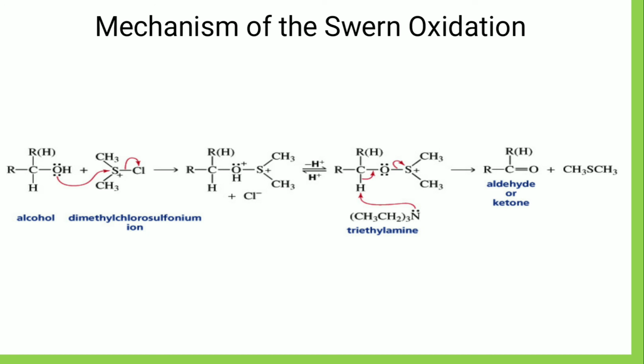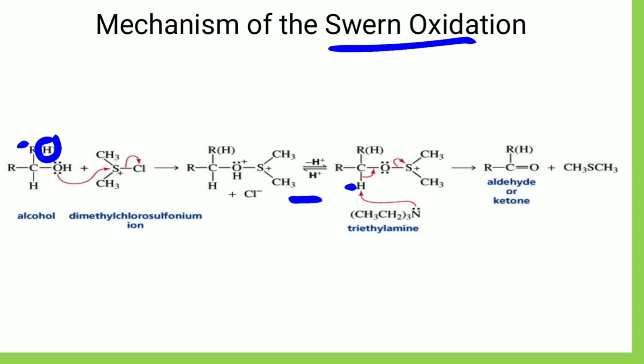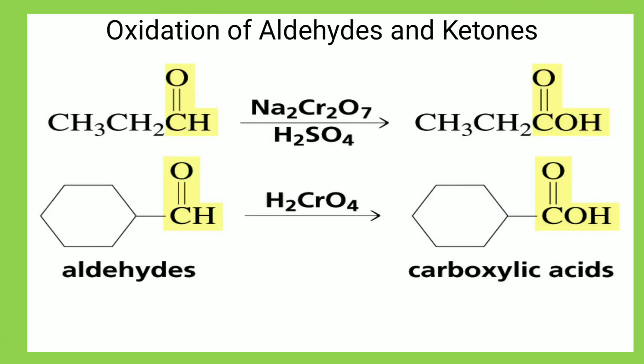Then what happens? What is the function of the triethylamine? This triethylamine has a nitrogen which abstracts this proton of the alcohol, and at the same time the electron of the C-H bond is accepted by this oxygen, and there is formation of a carbon-oxygen double bond. Then there is breaking of the O-S bond, and here we get our product, that is the aldehyde or the ketone. By breaking this bond between oxygen and sulfur, all these electrons are accepted by the sulfur, and the positive charge on the sulfur is removed. This is about the Swern oxidation reaction.